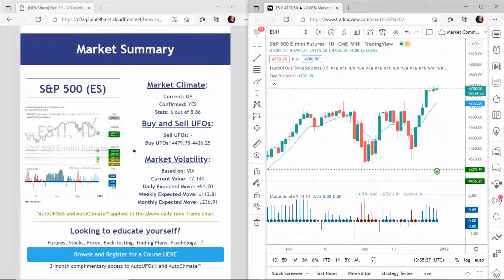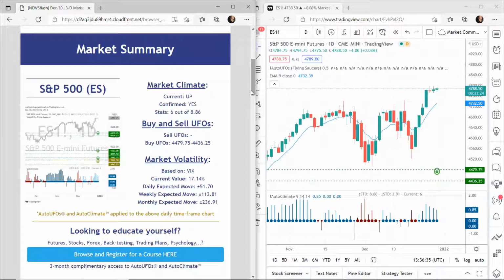When it comes to volatility, we would expect that in 1 year the S&P 500, top 500 US stocks, would go up or down by 17.14%, which in a day is 51.7 points up or down. In a week, 113.81 points up or down. In a month, 236.91 points up or down. So that is volatility. So that's the US stock market. For the time being, overall probability upwards, and obviously volatility as we talked about.